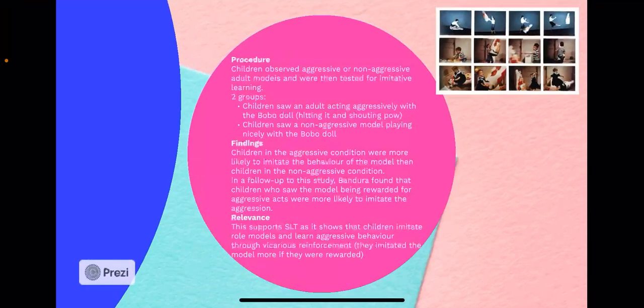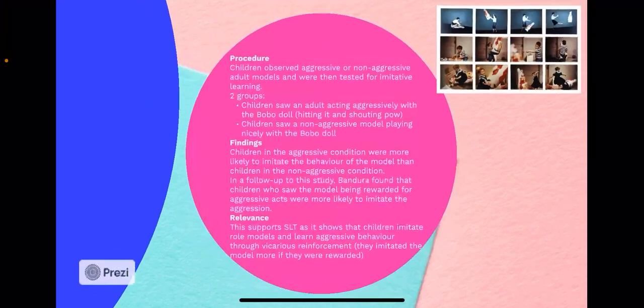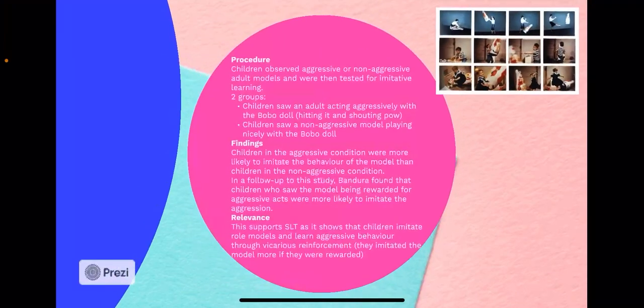Okay, so make sure you're aware of Bandura's research. Use Bandura's research for evaluative purposes. You should have a key study sheet for Bandura's research, and there's space on the worksheet to outline the research also.